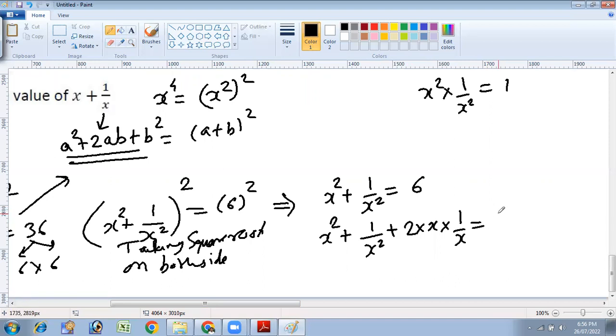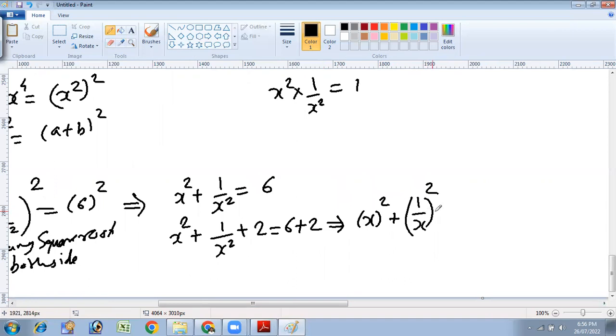If you do not understand that, one step again I will do like this. Only add plus 2 on both sides. Understand? Now look what you are getting. You get x square plus 2 times x times 1 upon x, plus 1 upon x bracket square. And here now, 2 I will multiply with this x, and again with this 1 upon x. And here what you are getting? 6 plus 2, 8. Right?